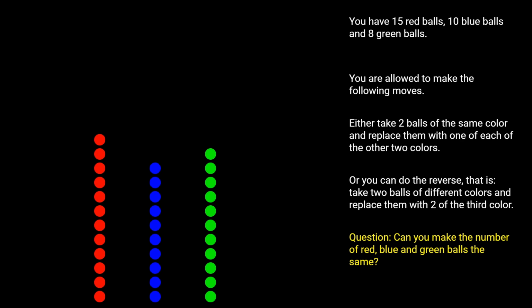You have 15 red balls, 10 blue balls, and 8 green balls. You are allowed to make the following moves. Either take two balls from the same color and replace them with one of each of the other two colors, or you can do the reverse. That is, take two balls of different colors and replace them with two of the third color. The question is, can you make the number of red, blue, and green balls the same?